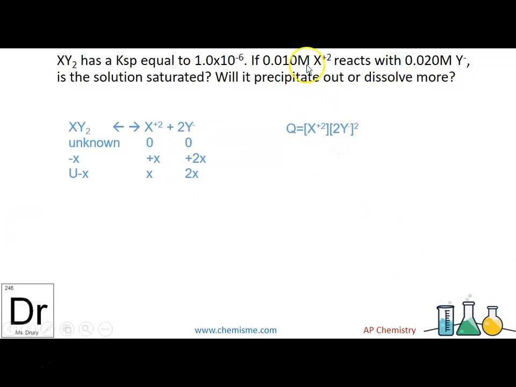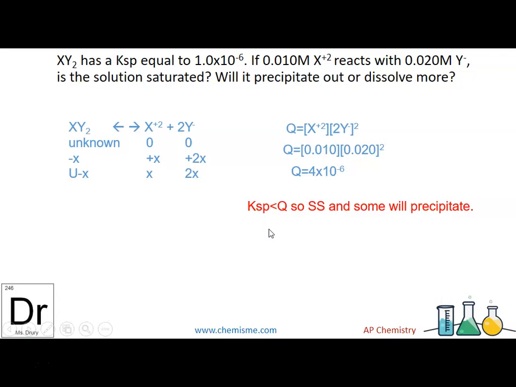So then what we're going to do is plug those numbers in. X is 0.01 and Y is 0.02. I don't double it. I'm just saying all of Y is 0.02. Even the 2x is 0.02. I'm going to square it though because that is part of the ratio, right? And if I plug those numbers into my calculator, the Q comes out to be 4 times 10 to the minus 6. Which one's higher, 1 times 10 to the minus 6 or 4 times 10 to the minus 6? Because Q is 4 times bigger than the Ksp, that means that it's supersaturated. It dissolved way more than it should have, and that means any extra will precipitate out.